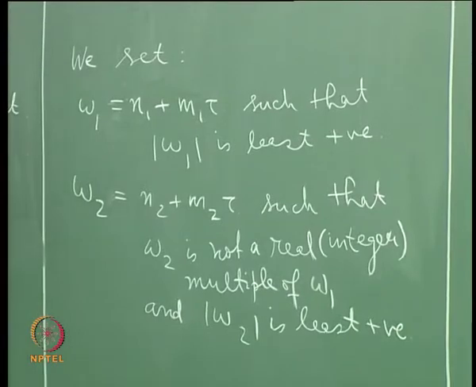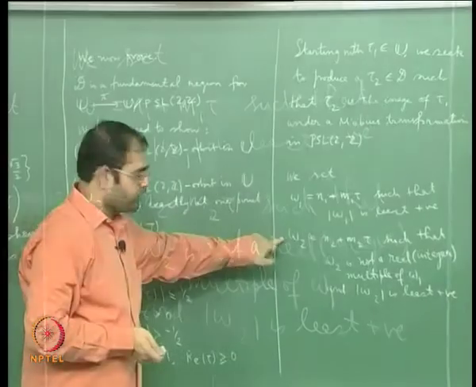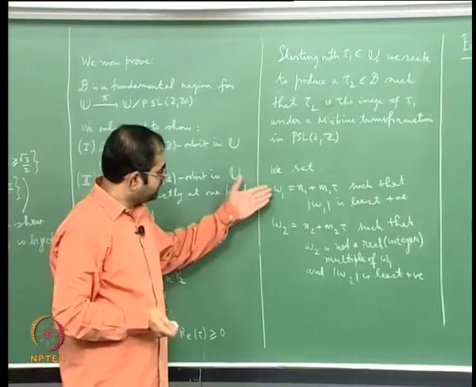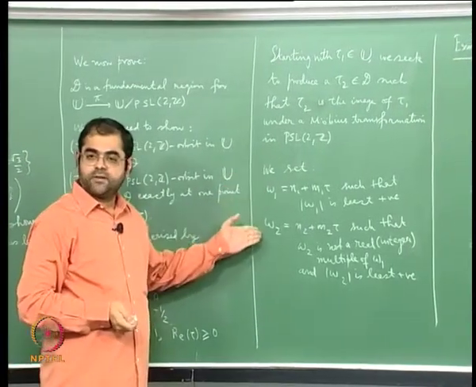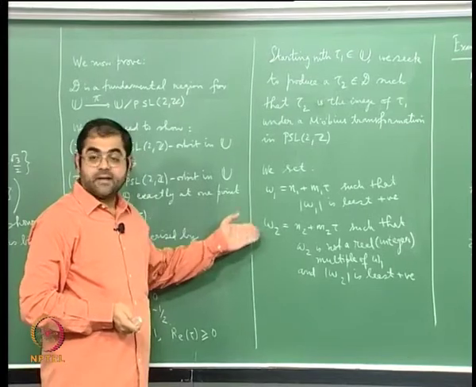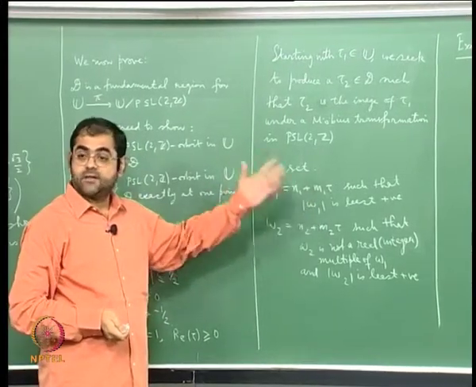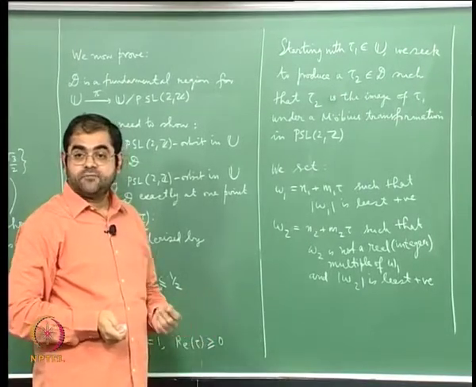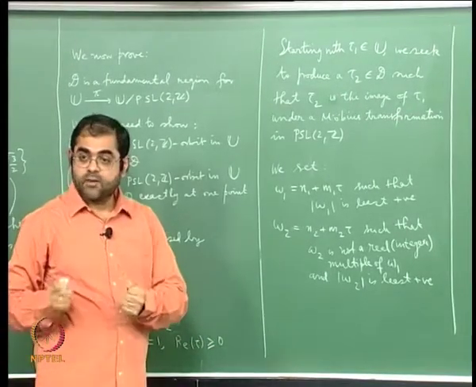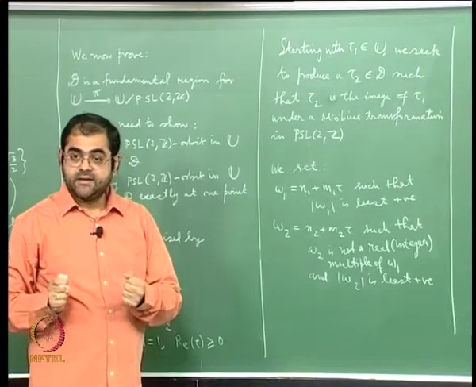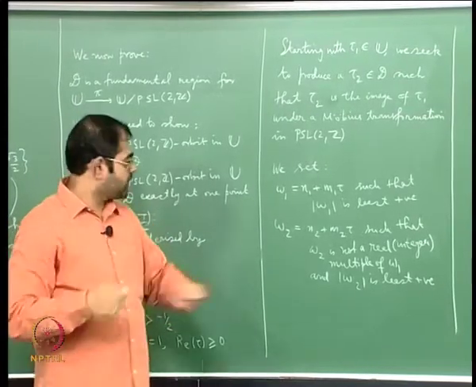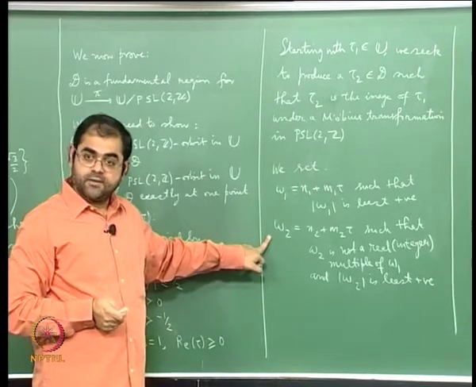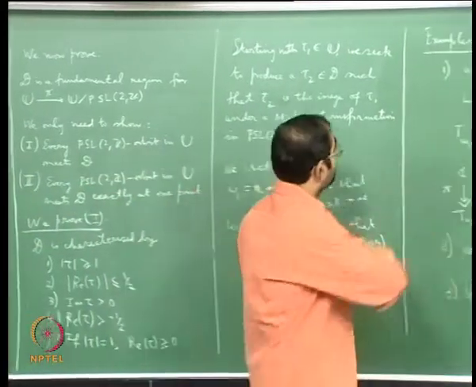Okay, so this is how I choose omega 1 and omega 2, and now the fact is that if you take the lattice generated by omega 1 and omega 2, then that lattice is exactly the same as L tau. So what I have done is, instead of taking the basis 1 comma tau for the lattice over Z, I have found a new basis omega 1 comma omega 2 of the same lattice over Z. Okay, so how does one establish that?